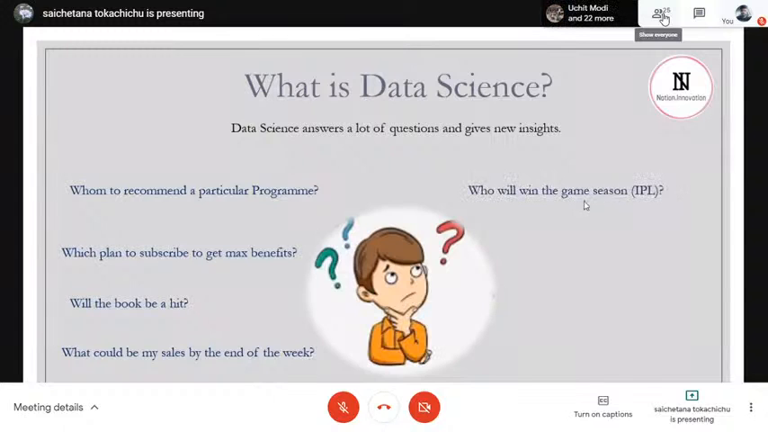And obviously, the current trending question, who will win the game season for IPL? I don't know. Will it rain today? This is such a normal question. We ask every day, will it be sunny? Will it be rainy today? Will it snow today? Obviously not in India, but will it be cloudy? So we simply open the app on our mobile and check the weather.